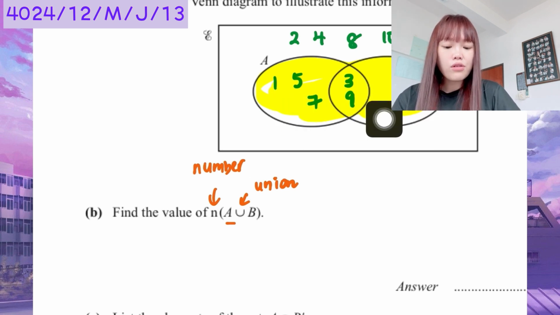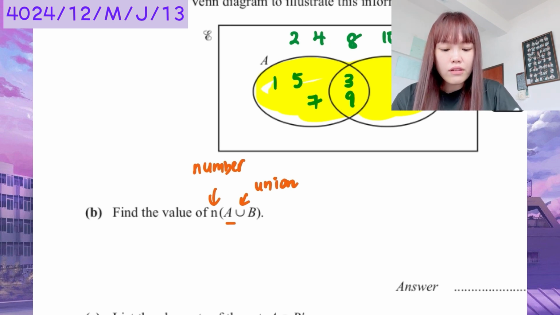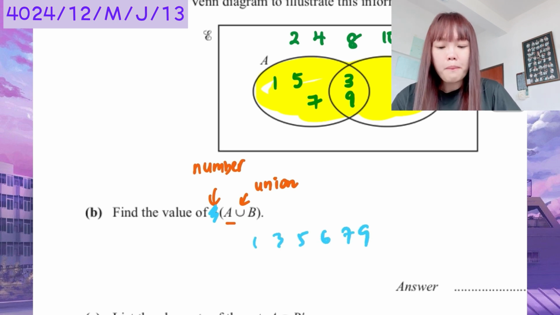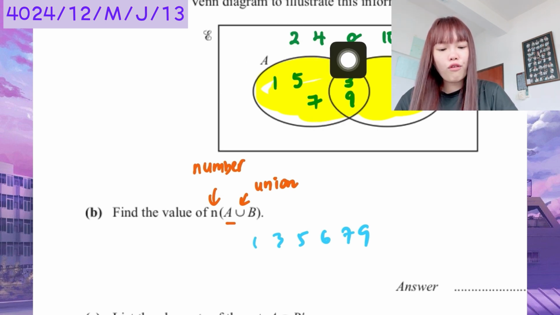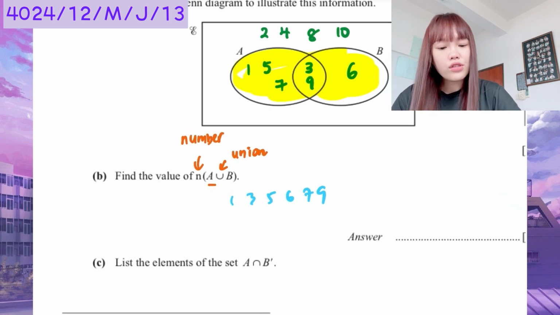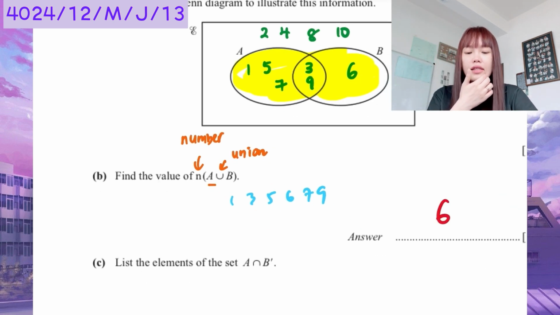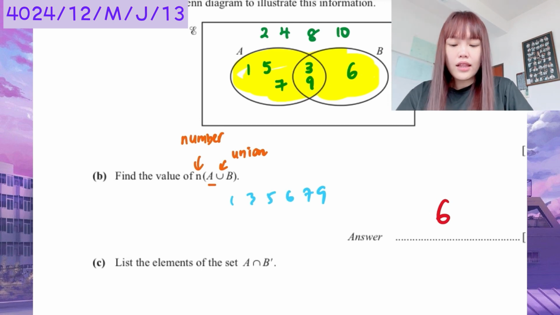Okay, and they ask you how many, the number n. If they did not write down this n, then you have to list down every number, which is 1, 3, 5, 6, 7, and 9. But if they say number with the n there, it means you have to count how many. So there are 1, 2, 3, 4, 5, 6. Altogether there are 6. So the answer is 6. Okay, 6 altogether.